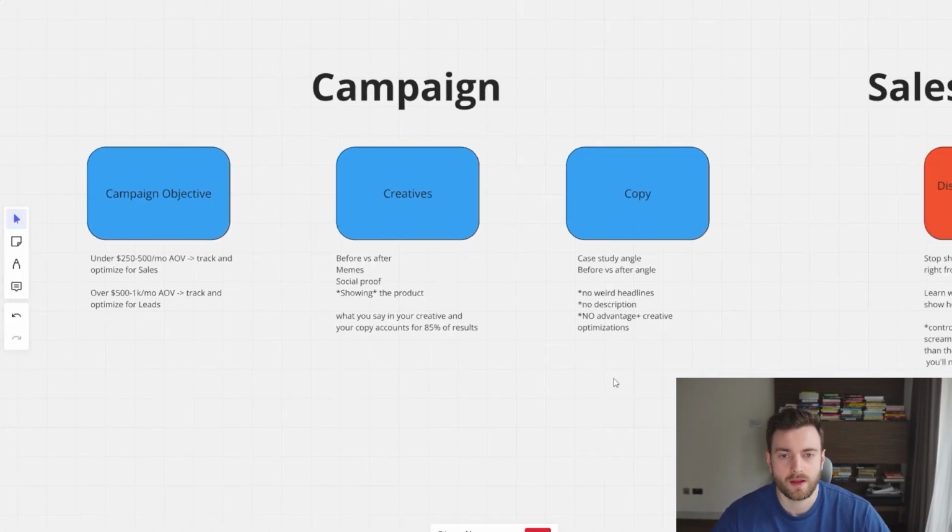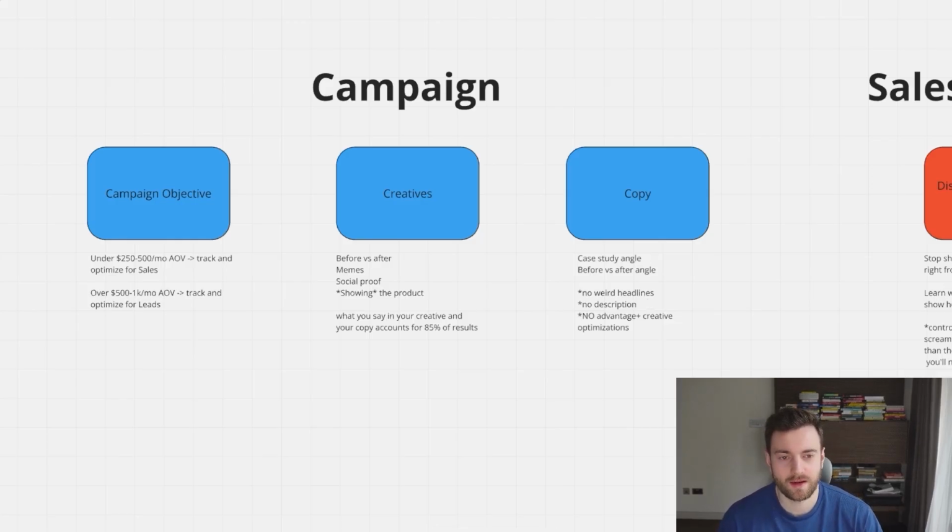And lastly, on the campaign side, we have the copy. So what we usually do is we avoid weird headlines. We do no description, just headline and main body copy. And you never want to use Advantage Plus creative optimizations, because it will often plug some stupid music into your creatives and then put some weird words on top of this. You want to make sure you switched all of them off, and then you double check that all of them are turned off once the campaign is running, because sometimes Meta can switch it back on for you.